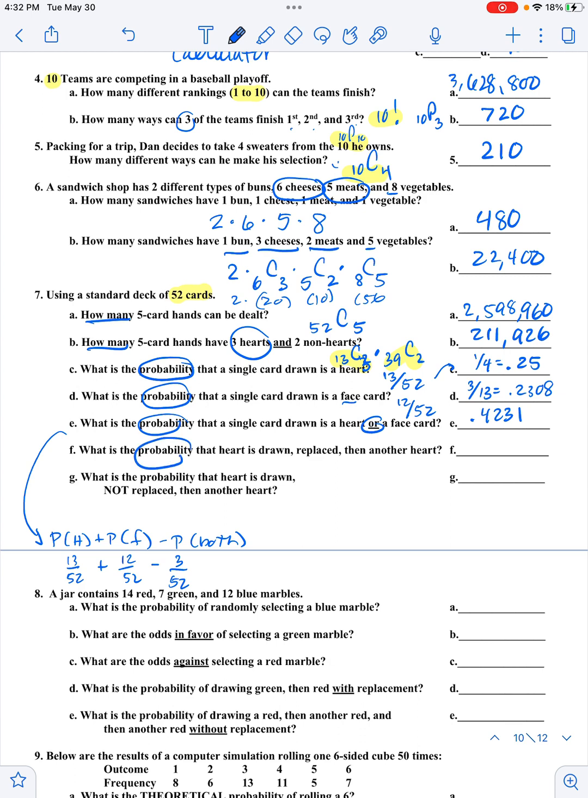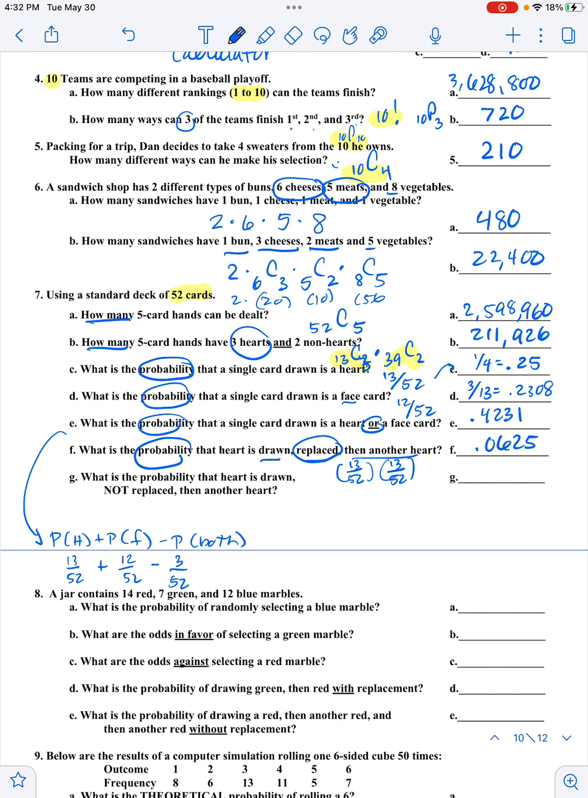Here, probability heart is drawn, replaced, and then another. So it's 2 probabilities. In the first one, to draw a heart is going to be 13 out of 52. Replacing it means there will still be 13 hearts and there will still be 52 cards. When I multiplied those 2 probabilities together, because there were multiple events, so you multiply, it was an and then the next thing happens, 0.0625.